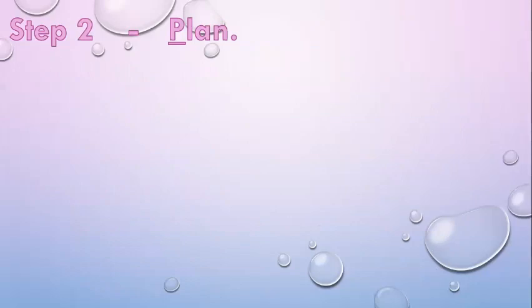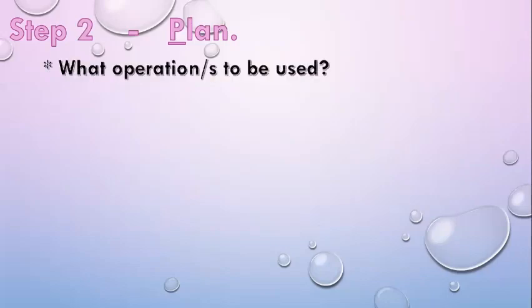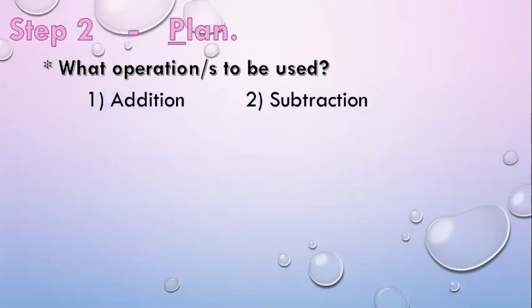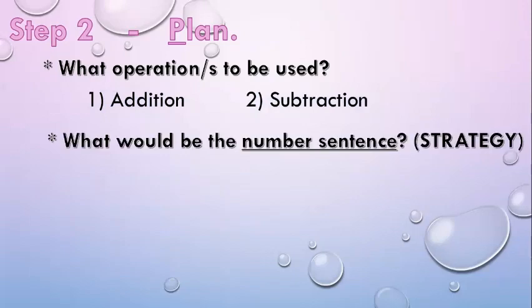Plan. In planning, you have to know what operation or operations you're going to use. Since there are two questions or unknowns in that problem, you have two operations, the addition and the subtraction. Then you have to know your strategy. So what would be the number sentence? What equation are you going to use in order to solve the problem?